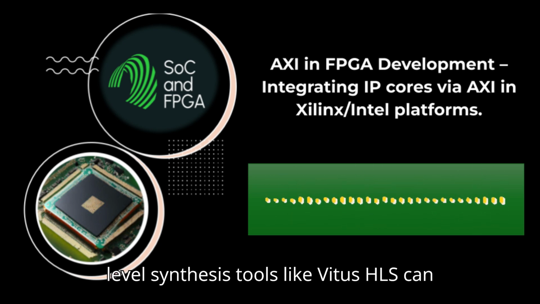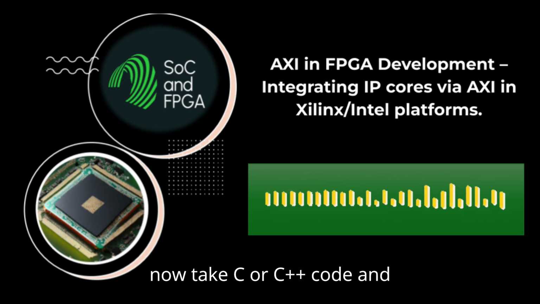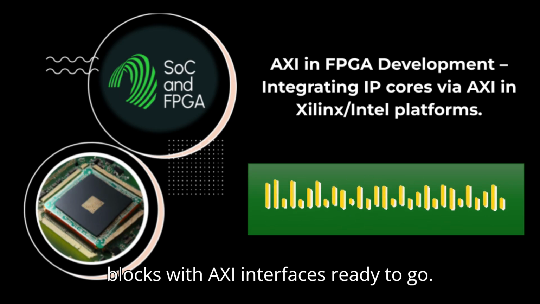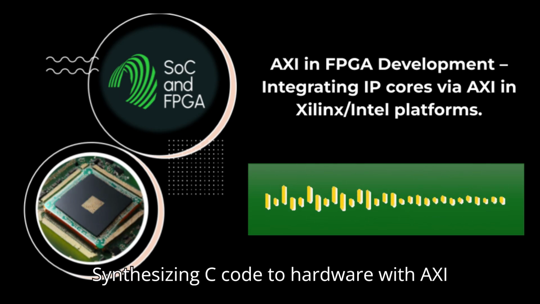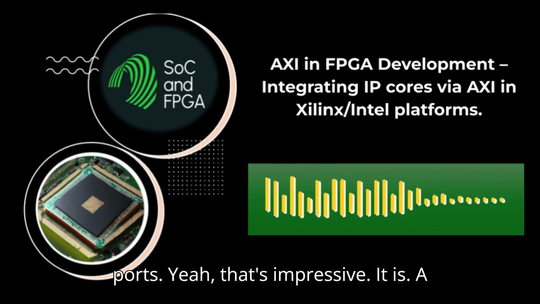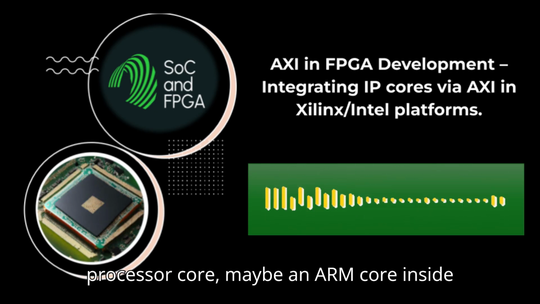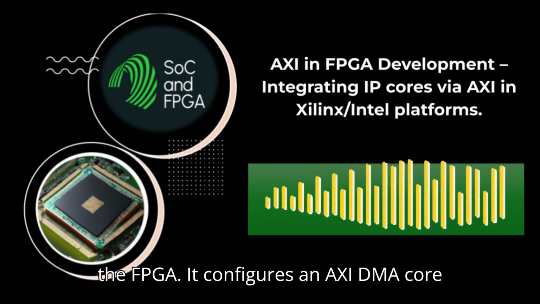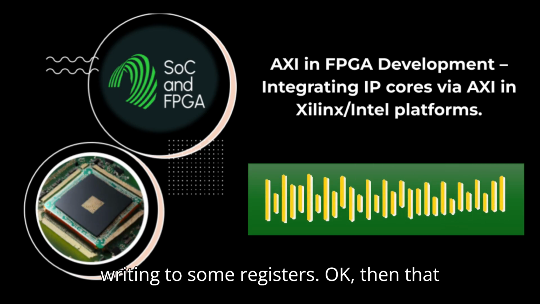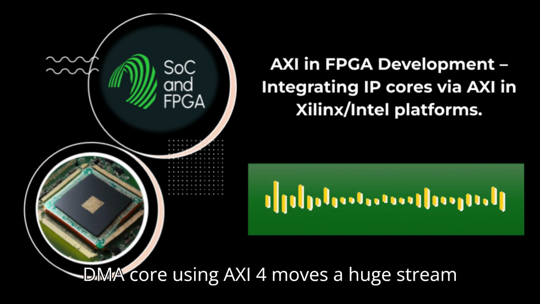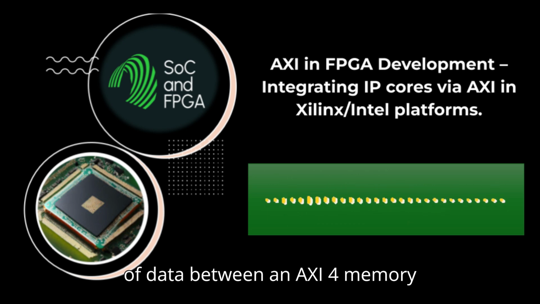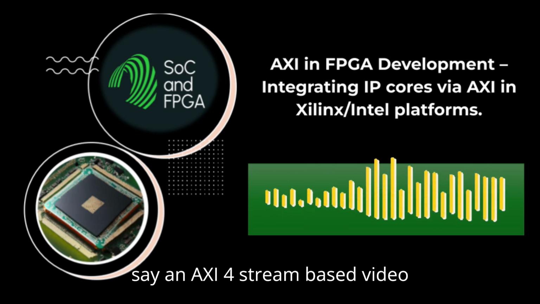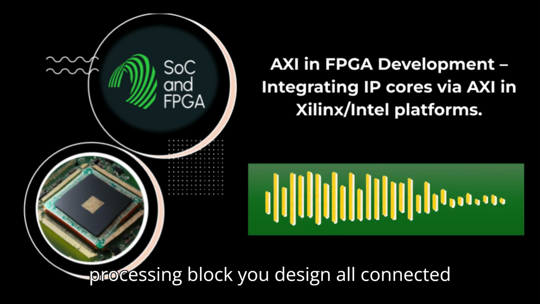Even their high-level synthesis tools like Vitis HLS can now take C or C++ code and directly synthesize it into hardware blocks with AXI interfaces ready to go. Synthesizing C code to hardware with AXI ports. That's impressive. A classic example might be you have a processor core, maybe an ARM core, inside the FPGA. It configures an AXI DMA core using a simple AXI Lite interface, just writing to some registers. Then that DMA core using AXI4 moves a huge stream of data between an AXI4 memory controller talking to external RAM and, say, an AXI4 stream-based video processing block you design. All connected visually in the tool.